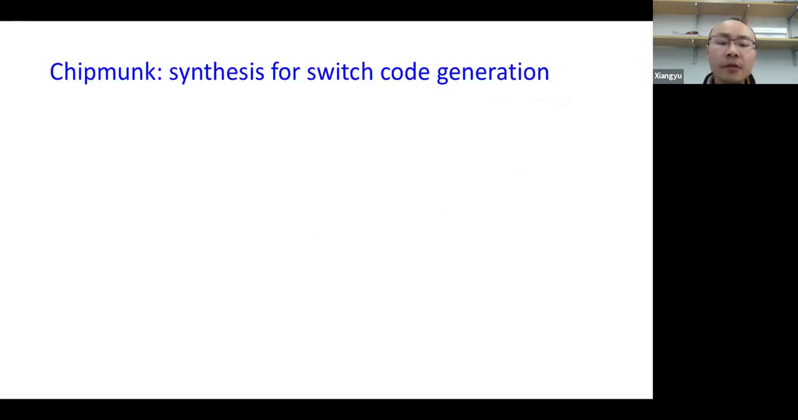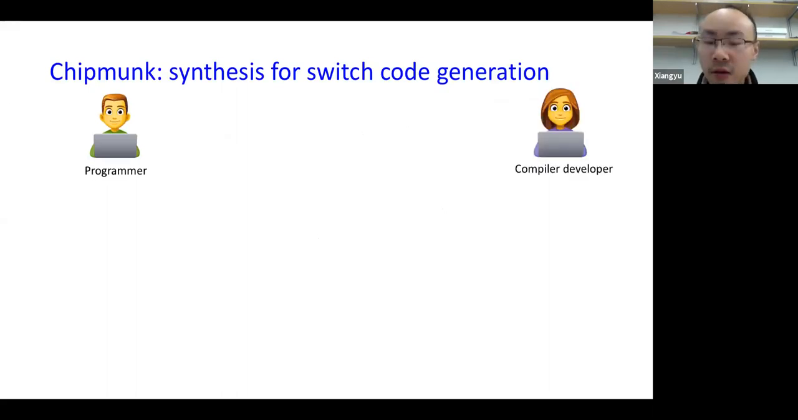So because of the benefits of using program synthesis to generate fast packet processing code, we plan to use Sketch to do code generation for programmable switches. And I will briefly describe the whole process. Suppose we have two people. The first one is a programmer, and the second one is a compiler developer.